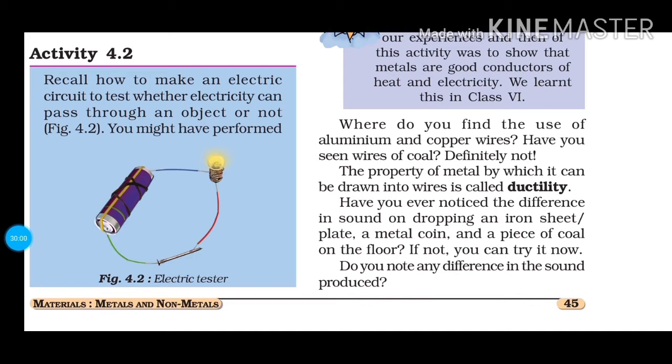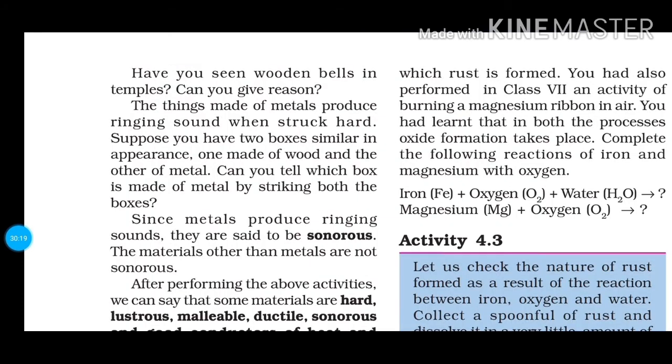Okay, and in another word you can define that the property of producing a ringing sound by a metal when it is struck with a hard material is called sonority. Okay, and this is the property of the metals, not non-metals. Have you seen wooden bells in temples? Can you give reason? We know that we have never seen the wooden bells. Okay, which kind of the bells we have seen? We have seen the bells which are made up of the metals.